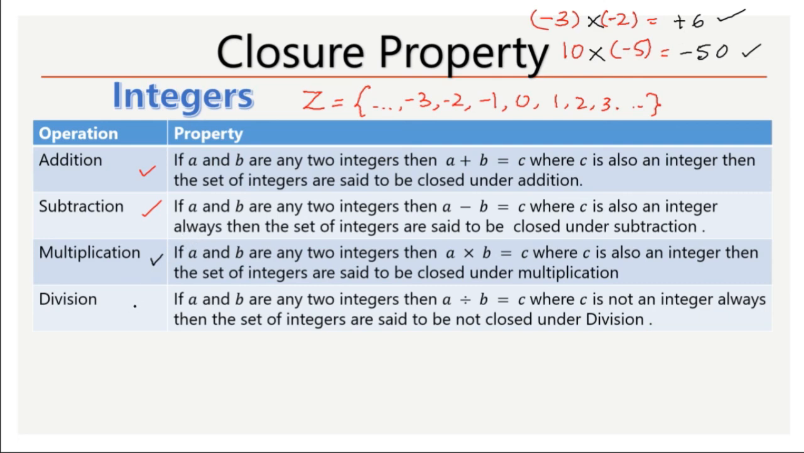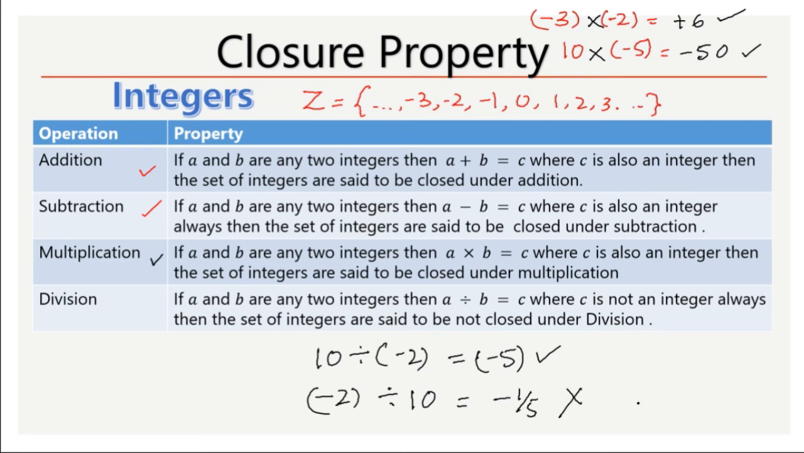What if I consider division? Suppose 10 is divided by negative 2, we get the result as negative 5. It is an integer. Suppose negative 2 is divided by 10, I get negative 1 upon 5. It is not an integer. Therefore, the set of integers is not closed under division.